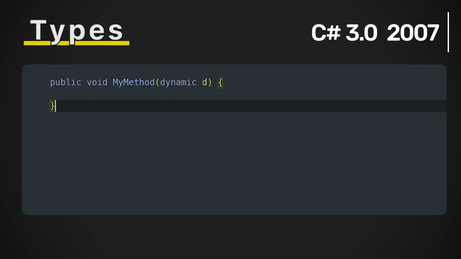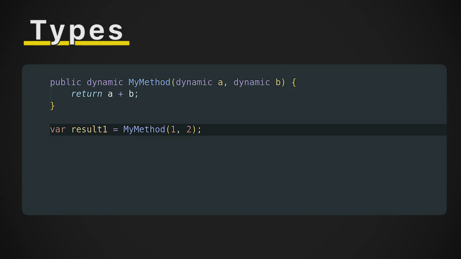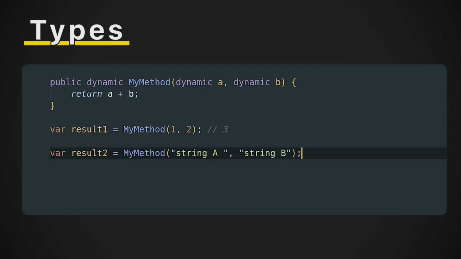The dynamic keyword allows to use so-called duck typing. So if it walks like a duck, then it's a duck. It's similar to JavaScript and Python, and actually was introduced for interoperability with such languages. Compiler just ignores all type checks.